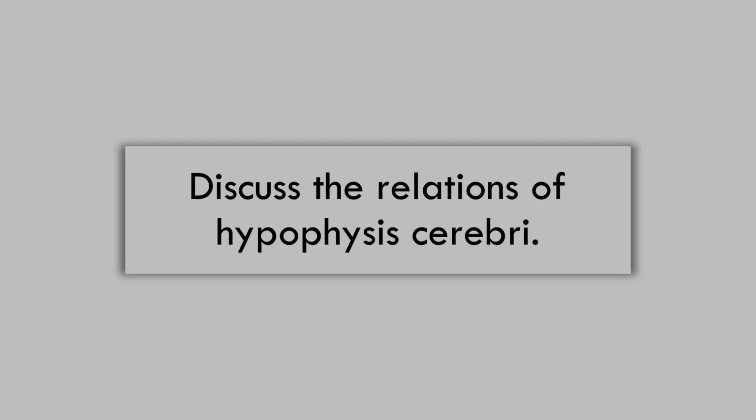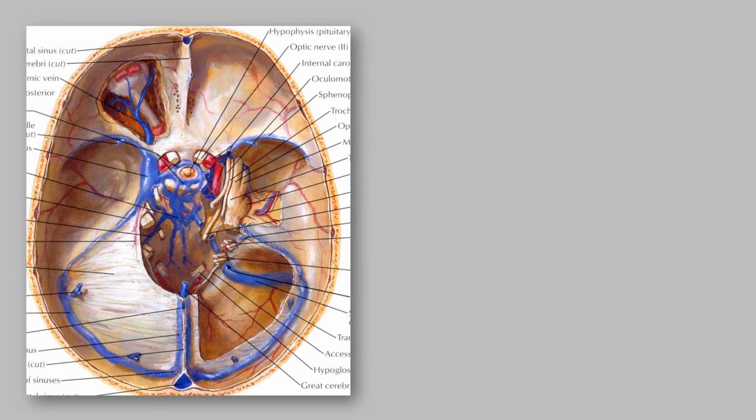Let us discuss the relations of hypophysis cerebri. This picture shows the contents of the cranial fossa. In the middle cranial fossa, in the center, we can see the sella turcica occupied by the pituitary gland. The superior surface of the pituitary gland is covered by the diaphragma sellae. It has a small opening through which the pituitary stalk communicates to the hypothalamus.